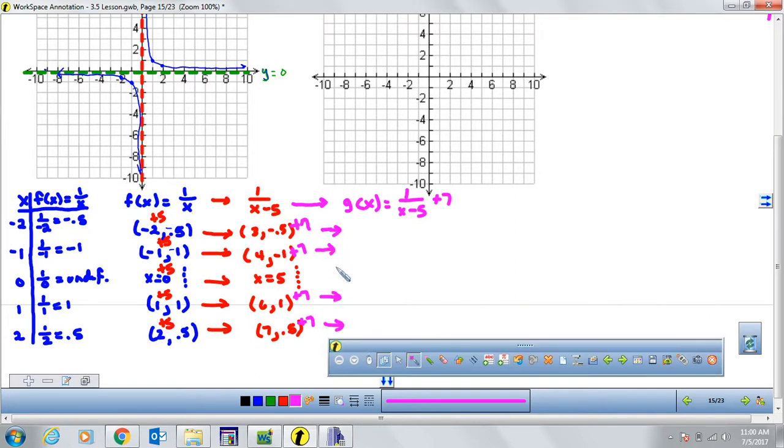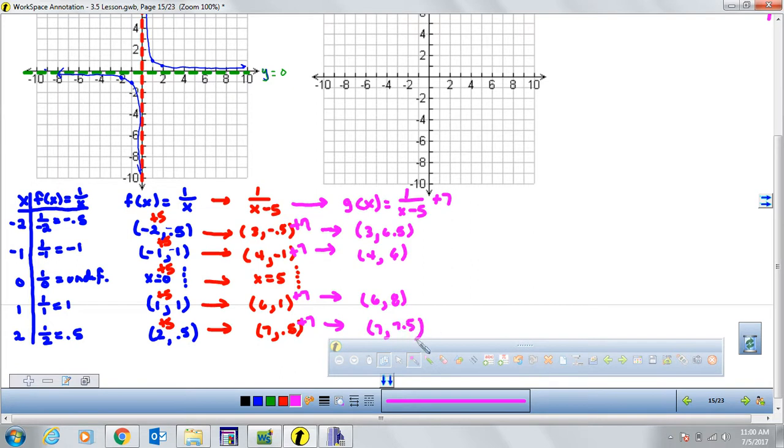So that vertical asymptote doesn't change, right? Because that's not a y. So then we're going to get 3, 6.5. Then we're going to have 4, 6. Then we're going to have 6, 8, and then we're going to have 7 comma 7.5. So let's graph those points and see what it looks like.